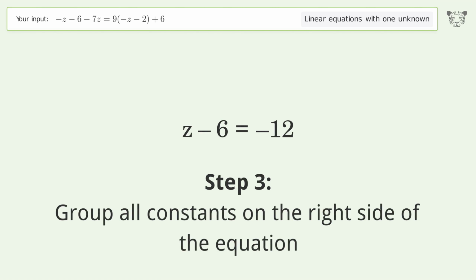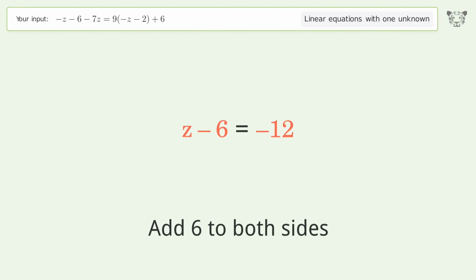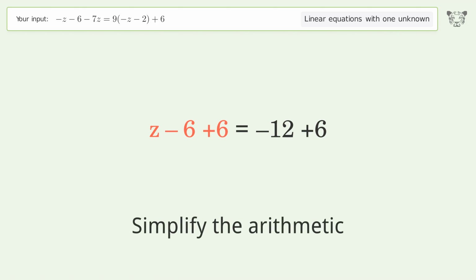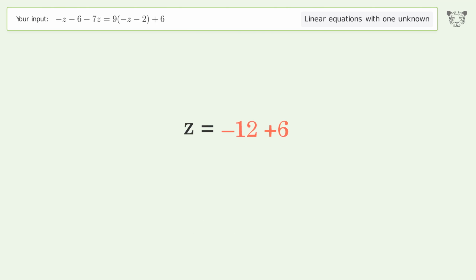Group all constants on the right side of the equation. Add 6 to both sides. Simplify the arithmetic. And so the final result is z equals -6.